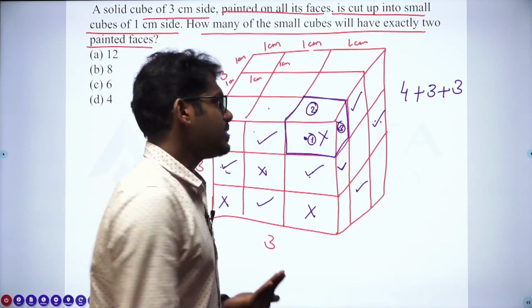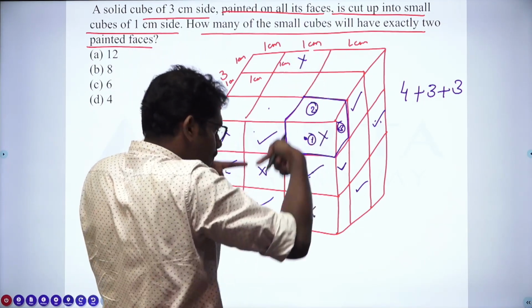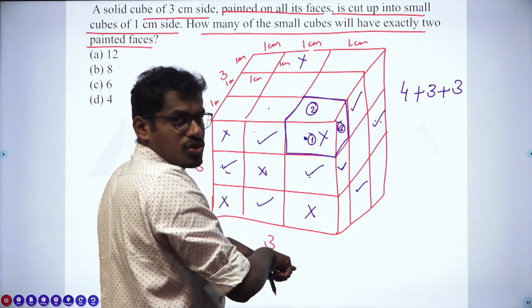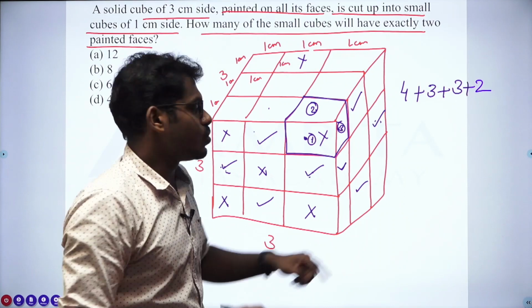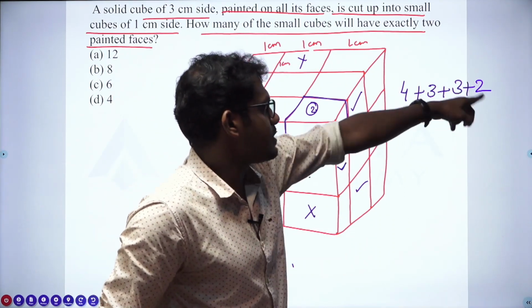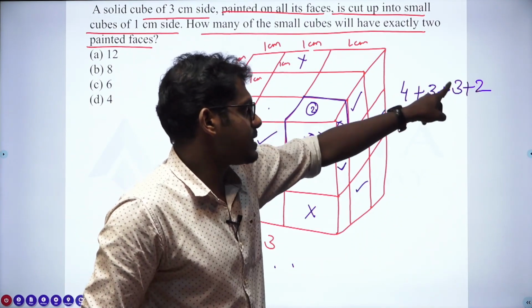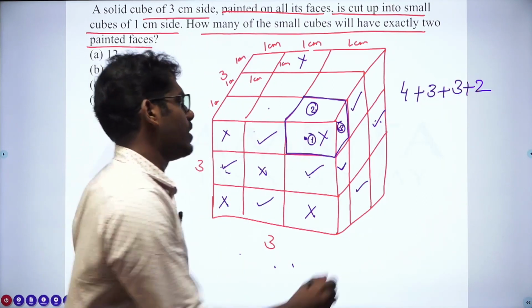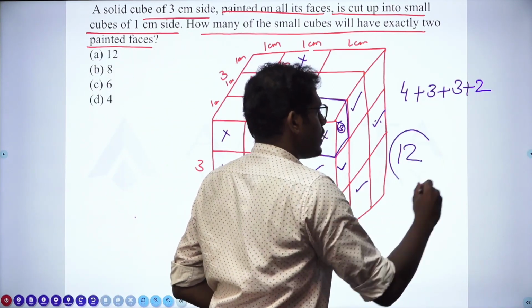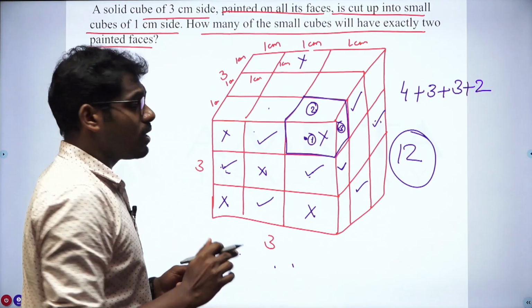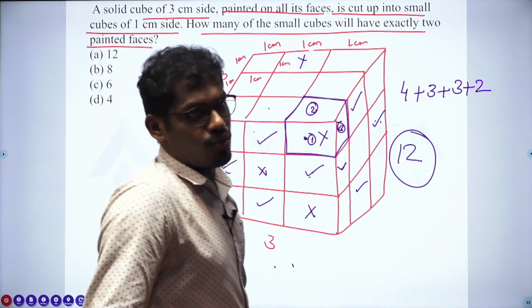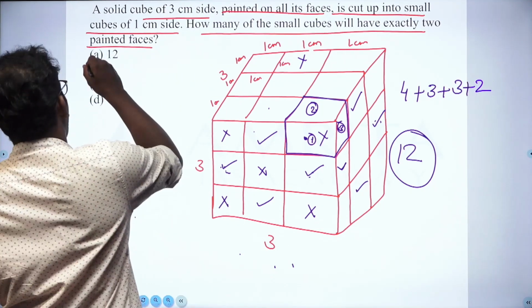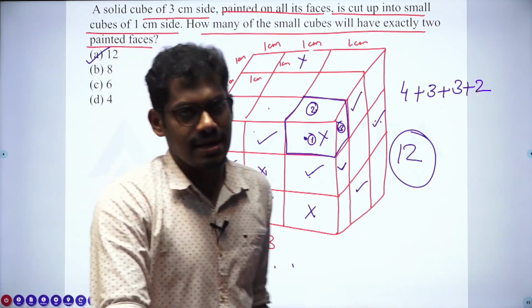So then what remains? This one and the cube exactly opposite to this. So there are only 2 cubes. So the total number is 4 plus 3 plus 3 plus 2. 4 plus 3 is 7, 7 plus 3 is 10, 10 plus 2 is 12. So the number of cubes having 2 painted faces is 12. So yes, option A is 12. Option A is the correct answer.